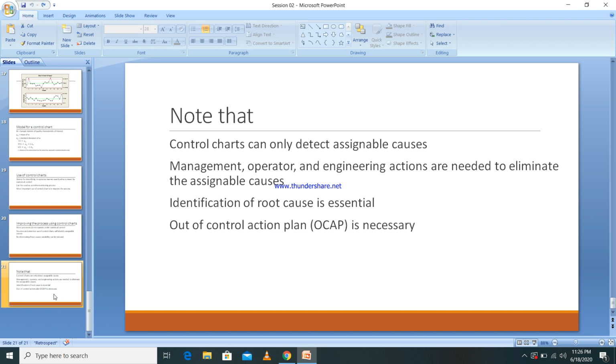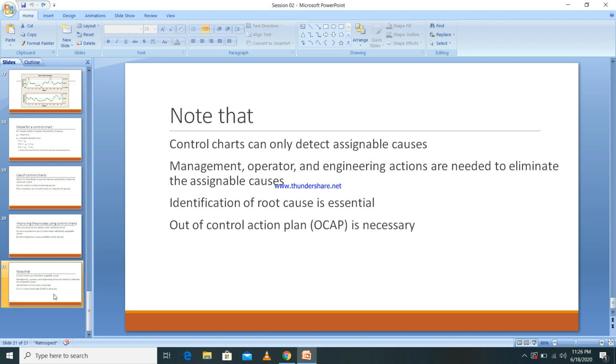For example, if your process is out of control due to raw material, we can find that out using the control chart, right? But if the raw material is coming from a bad supplier, you have to eliminate that supplier. So the bad supplier is the root cause. That you can't find out using the control chart. You have to do some investigation and find out, right? So you have to find out the root cause. It is very important, right?